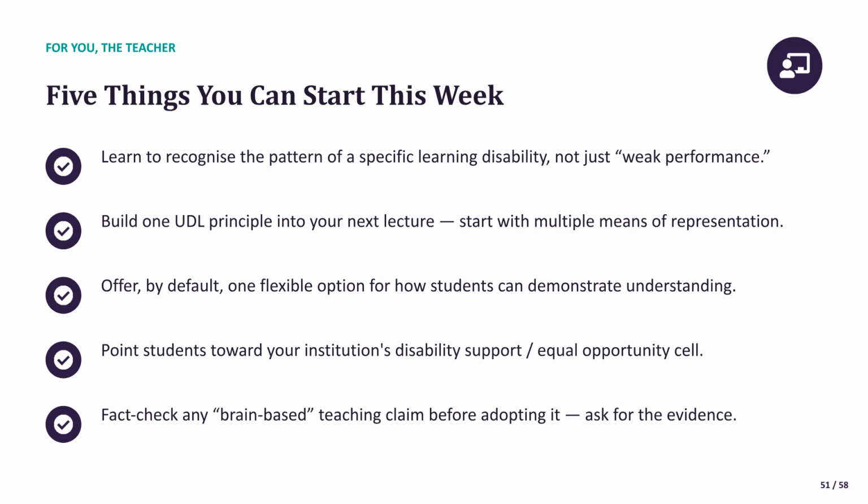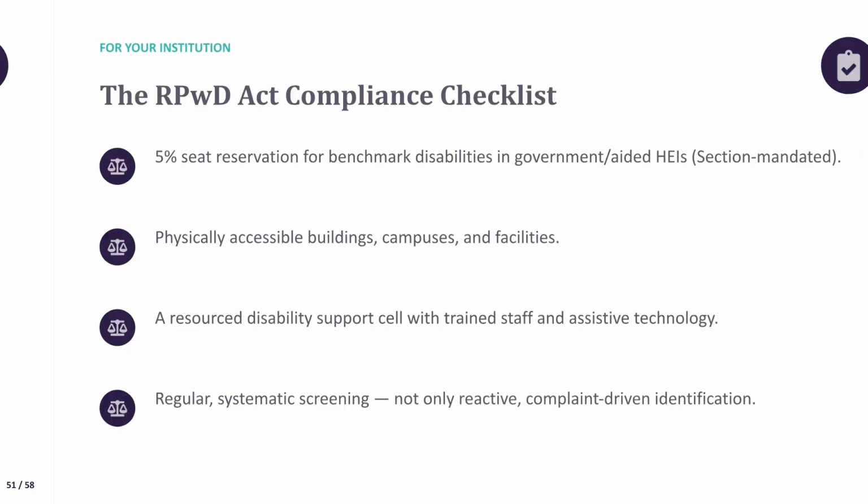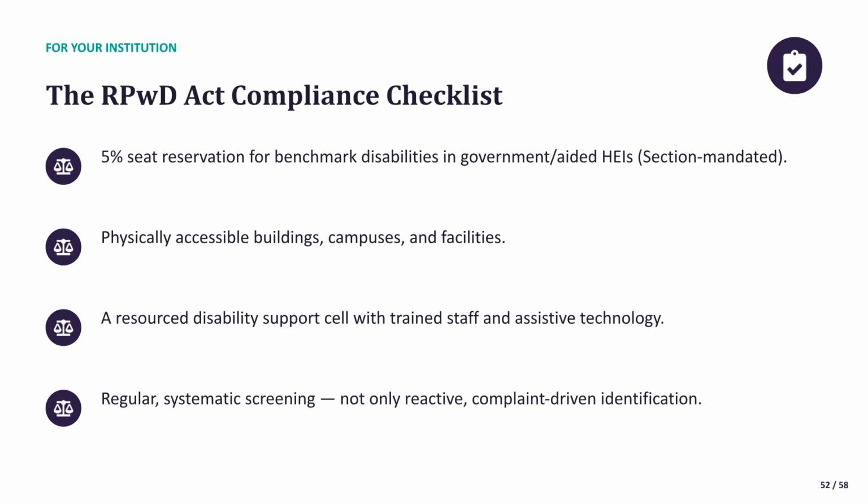We now shift our focus to the classroom environment. This section covers what you and your institution can do, starting this term, to foster a more inclusive space for everyone. Here are 5 steps you can take this week. Learn to identify specific disability patterns, implement one UDL principle, offer flexible assessment options, direct students to support cells, and always verify brain-based teaching claims with evidence.